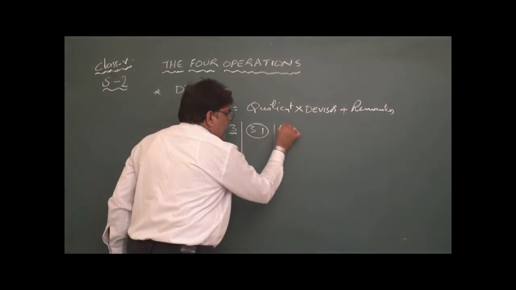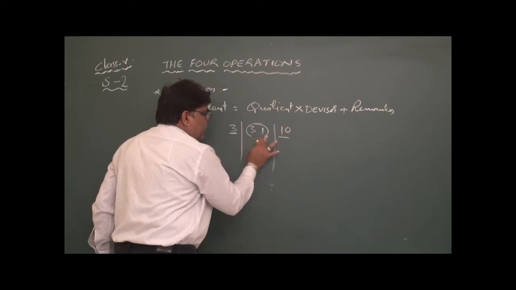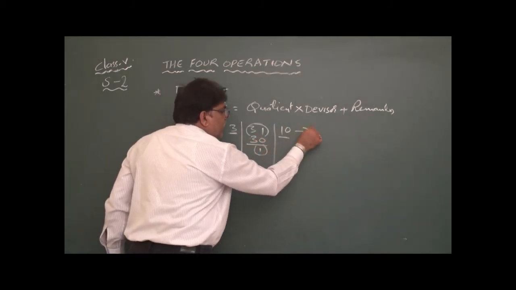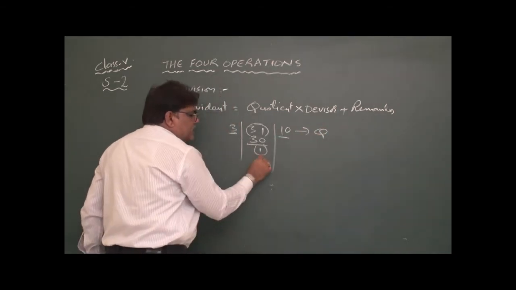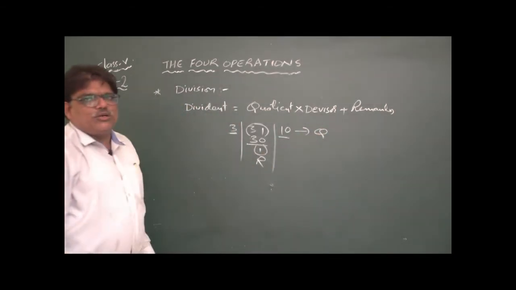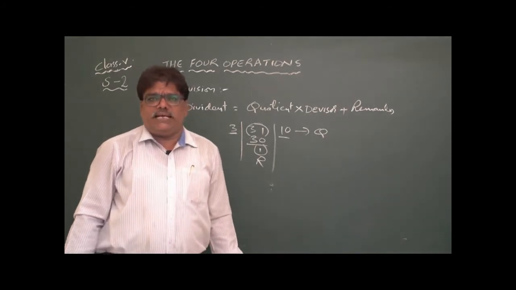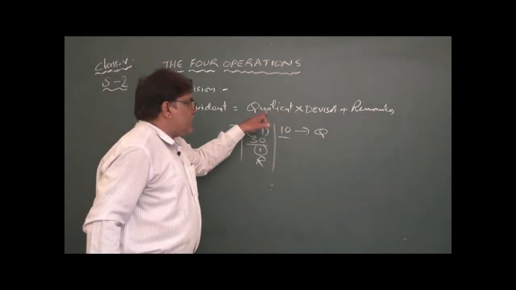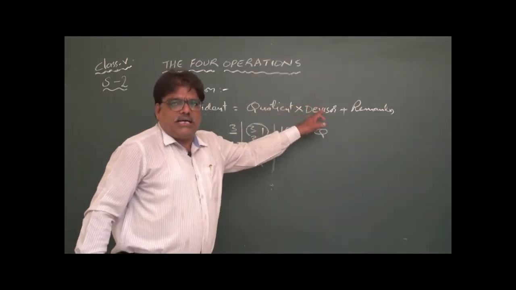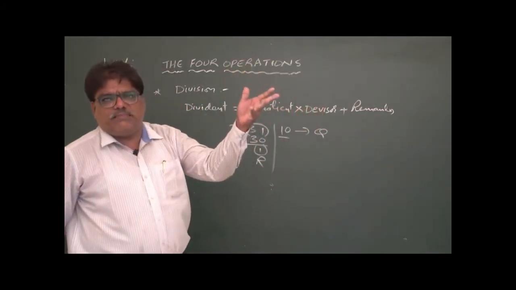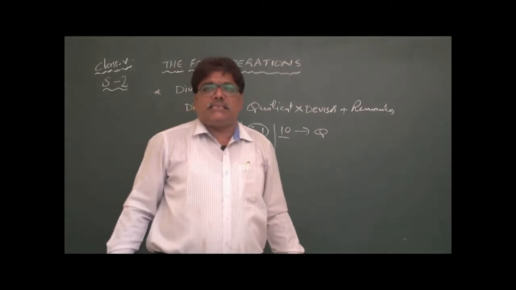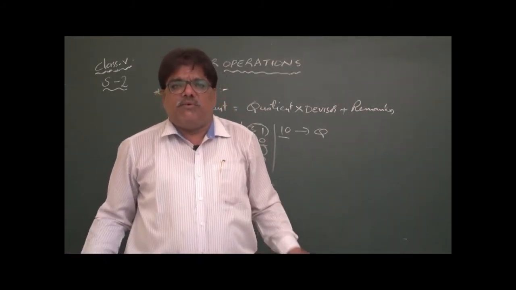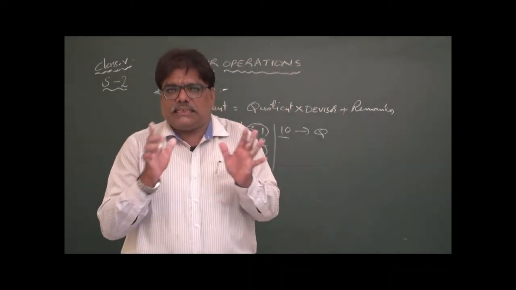Here 3 tens are 30, and this is the remainder. This is called the quotient, and this is called the remainder. Already you know the principle. Dividend equals divisor into quotient, or quotient into divisor, both are the same, plus remainder. This is the check. While doing division sums, we should check the values like this.